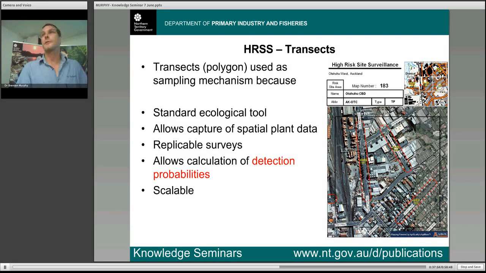The advantages of transects is that's the standard ecological sampling tool, so it's not going to be controversial. Allows replicable surveys, and importantly, we're actually doing surveillance now where we can calculate detection probabilities. It's pretty hard to calculate a detection probability of someone walking around a park, particularly someone who surveys it the next year, they don't know where the other person walked around. So, and of course, transects are scalable. So we can scale either the size of the transects that we're using or the numbers that we do in any given area. So if we lost half our funding, we'd just reduce the number of transects that we actually survey in a given year.